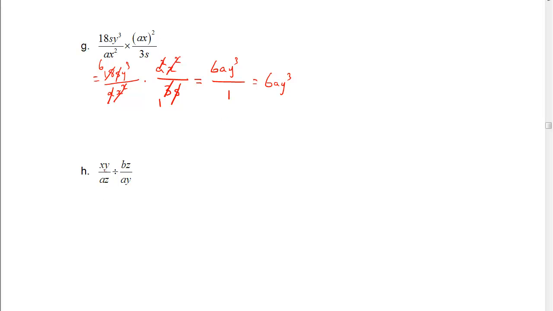And the final one then on this page and for this video is a division. So the first thing we're going to do is change that to a multiplication. So that's times ay over bz. And we can now say, well, a and a are going to cancel. And that's actually all the things that can cancel. We end up with xy squared over bz squared. And that's our final answer for that one.